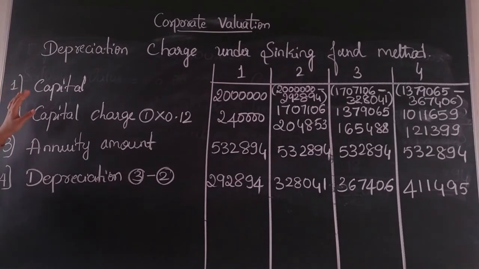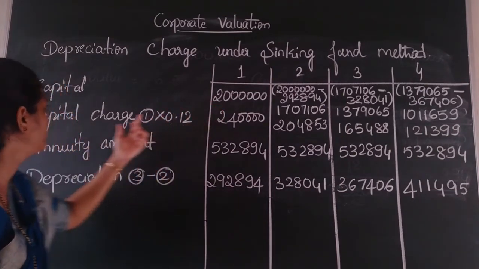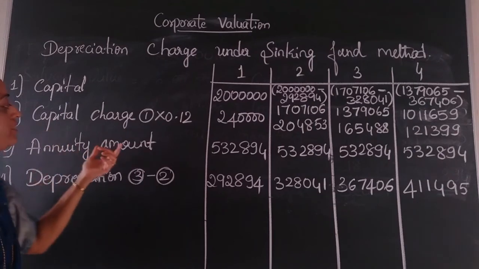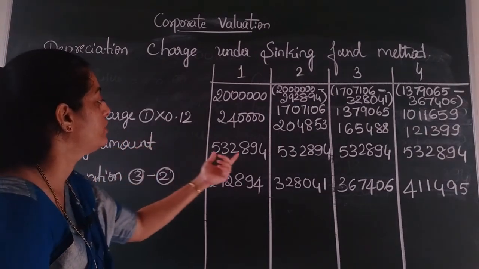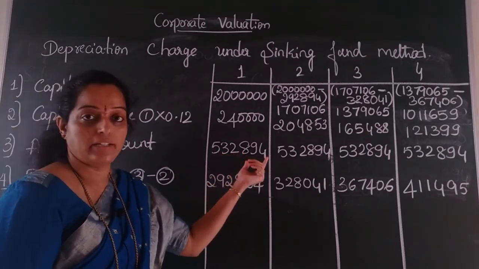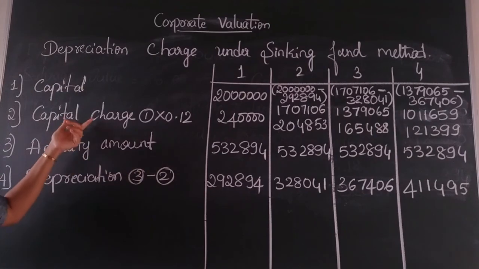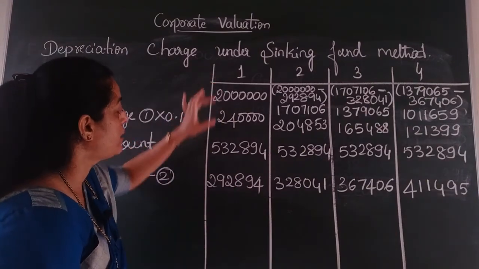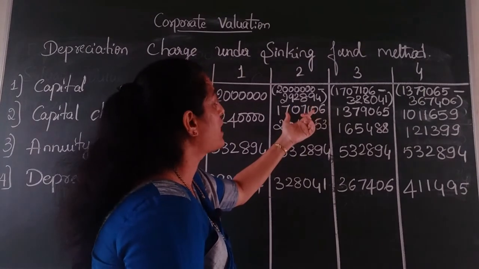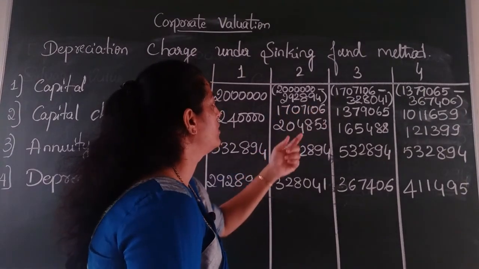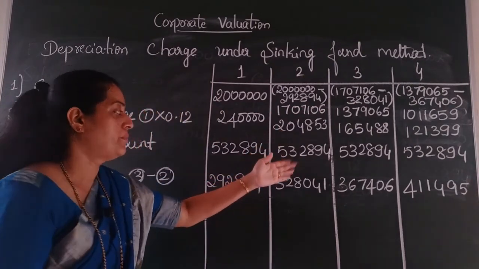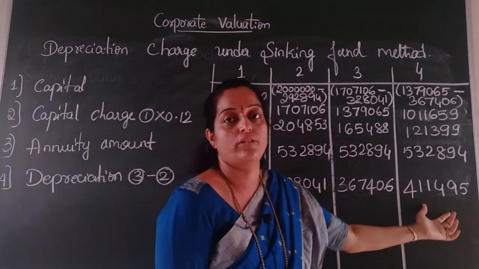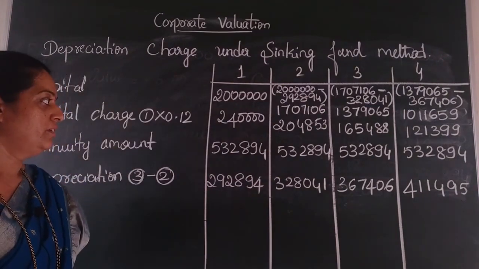Once again, I will explain. Capital investment for the first year is 20 lakh. Cost of capital is 12%, that is 2 lakh 40,000. After getting the capital charge, we write the annuity amount which we calculated in the beginning, 5,32,894. Depreciation becomes annuity amount minus capital charge, that is 2,92,894. Because of the sinking fund, 20 lakh minus depreciation gives you the next year capital, that is 17 lakh 7,106. Multiply by 12%. Again the same method: annuity amount minus capital charge gives you depreciation. We need to do this for the third year and fourth year respectively. Okay, thank you.